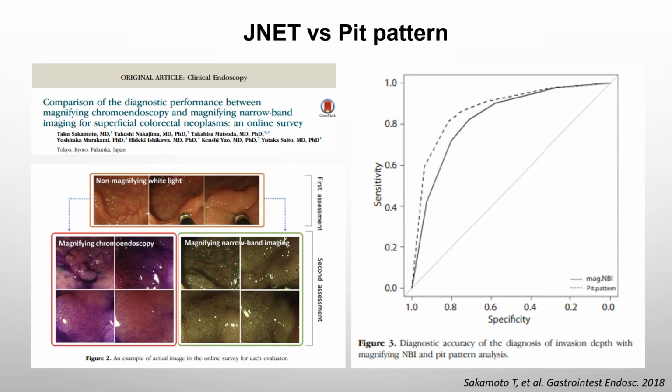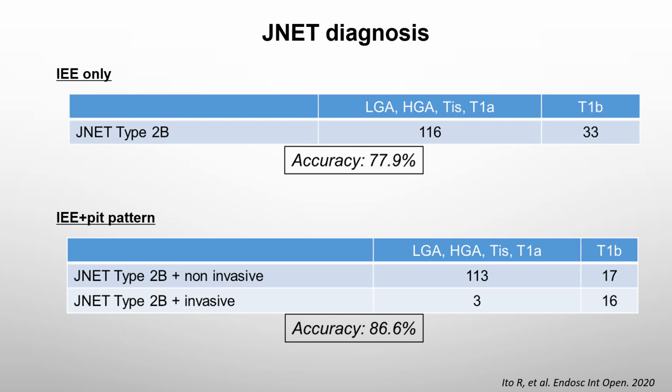Comparing the area under the ROC curve from magnifying NBI with magnifying chromo endoscopy, magnifying chromo endoscopy shows significantly higher diagnostic accuracy for depth invasion than magnifying NBI. Accuracy rate of only IEE was 77.9%. On the other hand, diagnostic accuracy of combined IEE and pit pattern increased to 86.6%.